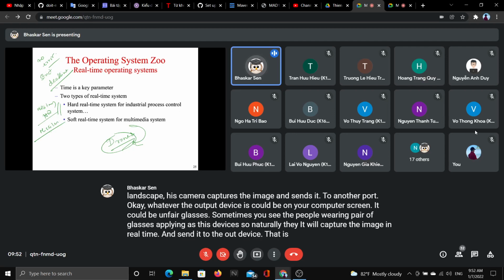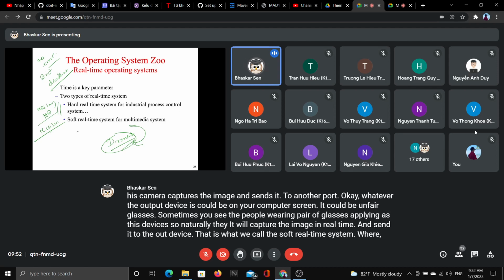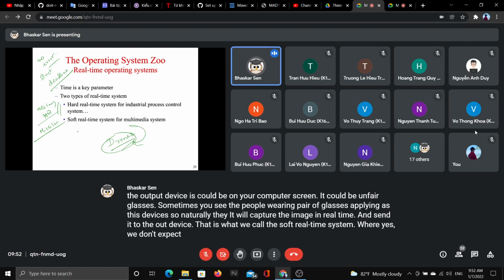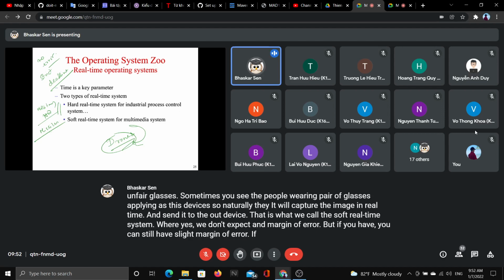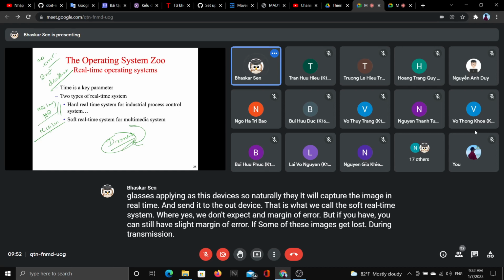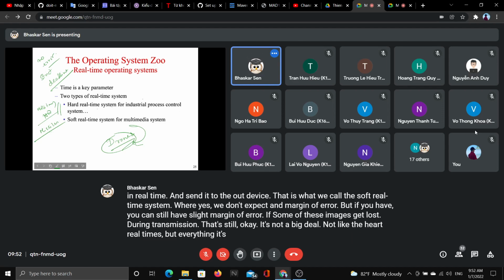That is what is called the soft real-time system, where, yes, we don't expect a margin of error, but you can still have a slight margin of error. If some of these images get lost during transmission, that's still okay. It's not a big deal. Not like the hard real-time system where everything is absolutely strict and there is no margin of error.